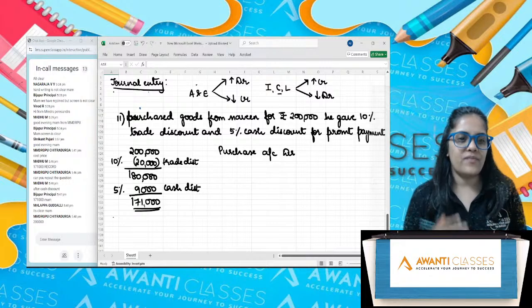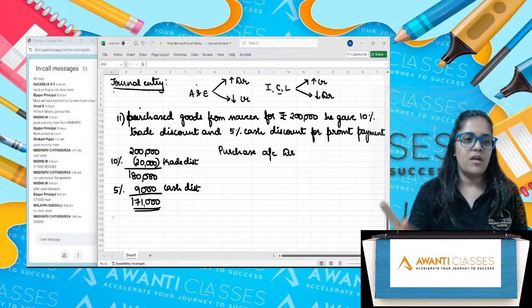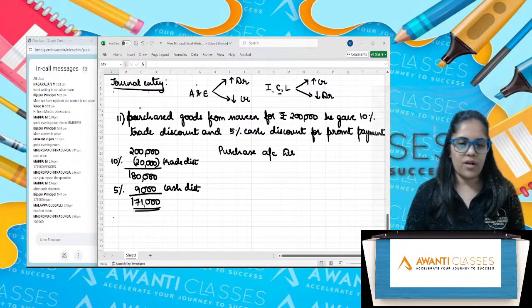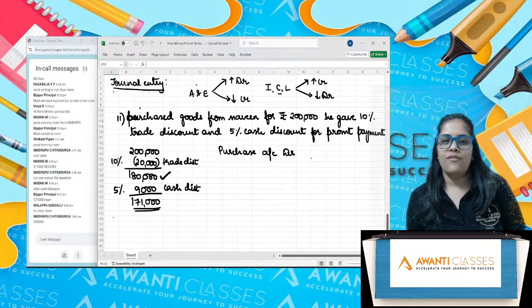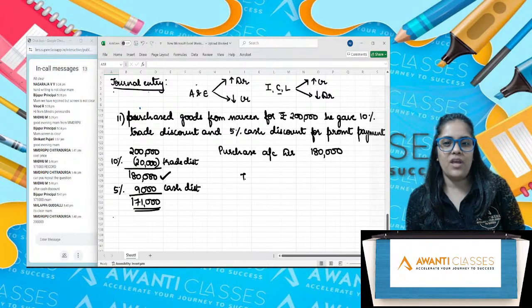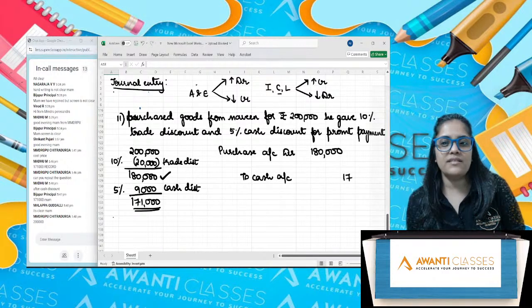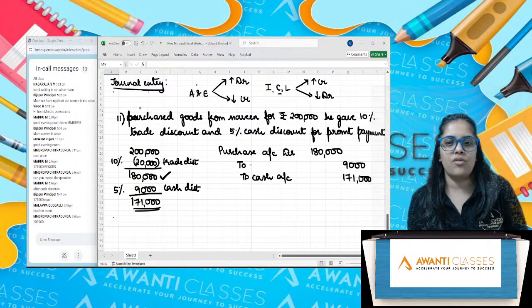Okay, now understand. Like I said yesterday, trade discount will never appear in the books, but cash discount will. So this is your figure of purchases. We have purchased for 1,80,000, but we have to pay, money will go out, so cash will decrease, only 171. Why are they paying less? Because 9,000 we got as discount. So that goes to an account called discount received.